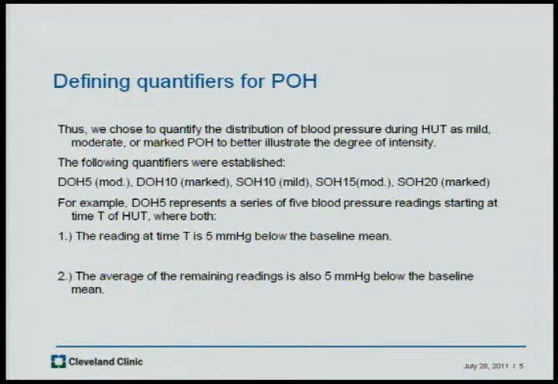t of HUT, where both 1, the reading at time t is 5 millimeters of mercury below the baseline mean, and 2, the average of the remaining readings is also 5 millimeters of mercury below the baseline mean. Both would have to be true to be considered DOH-5. This definition was applied to all categories of POH.